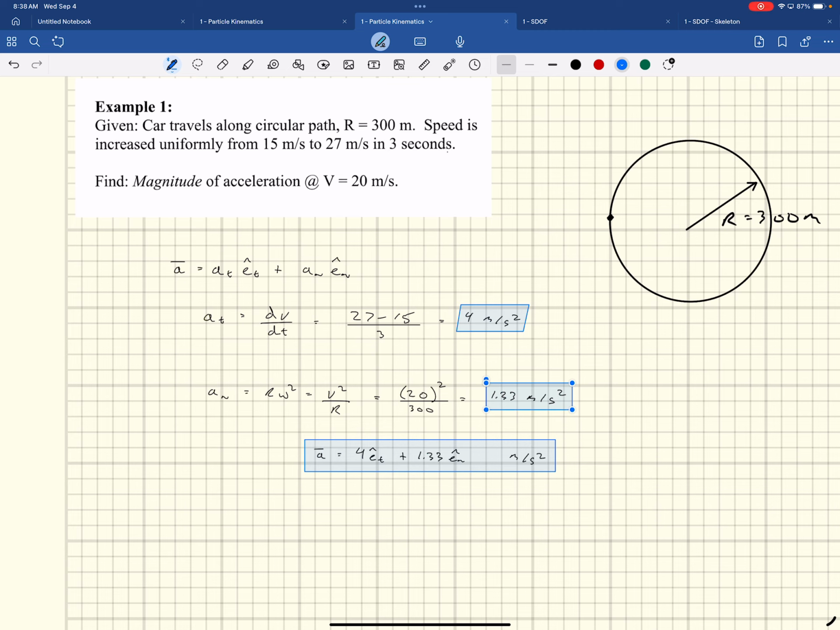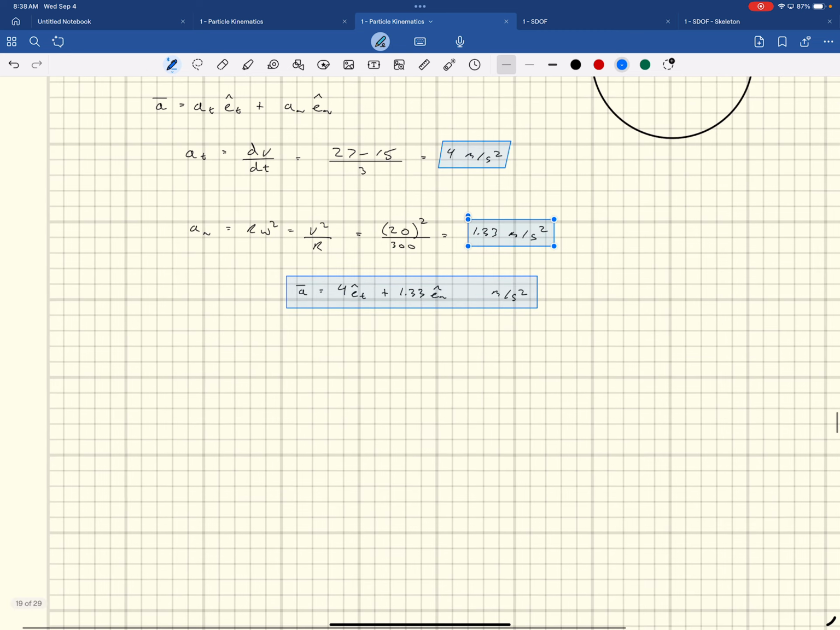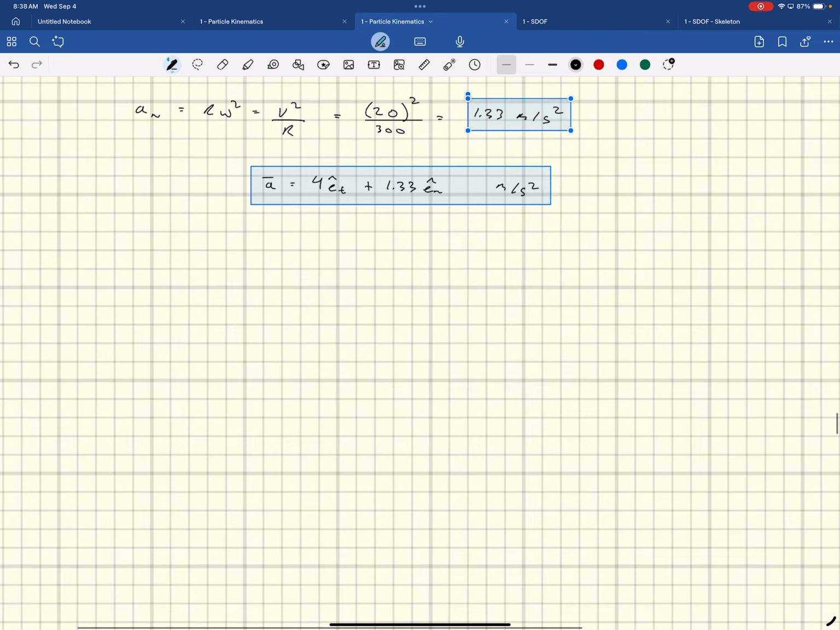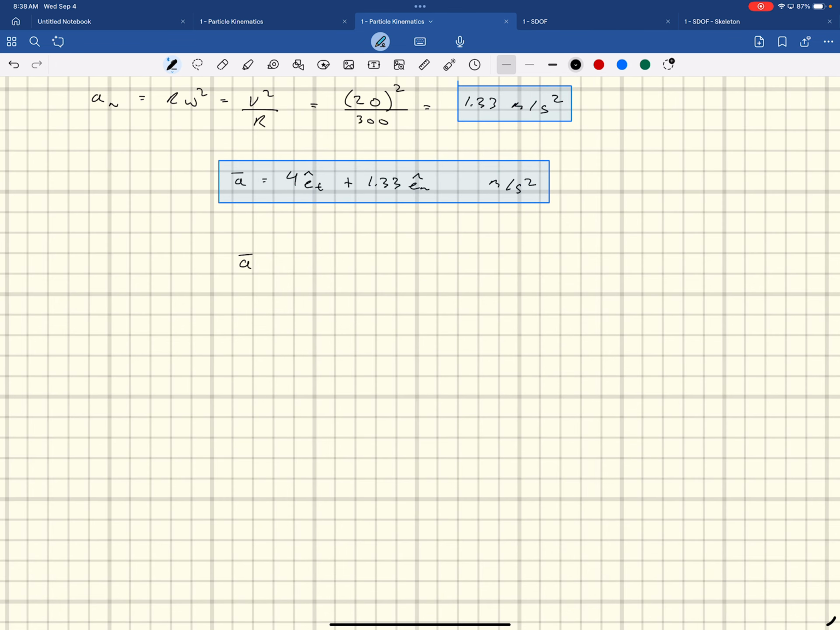Okay, but the problem statement asks, what's the magnitude of acceleration? How do I calculate the magnitude of a vector? Yes, square root of the sum of the squares. Oftentimes the magnitude is signified by 2 lines. So if I'm looking for the magnitude of A, that'd be the square root of 4 squared plus 1.33 squared. And in this case, that ends up being 4.22 meters per second squared. So that's the magnitude of acceleration.